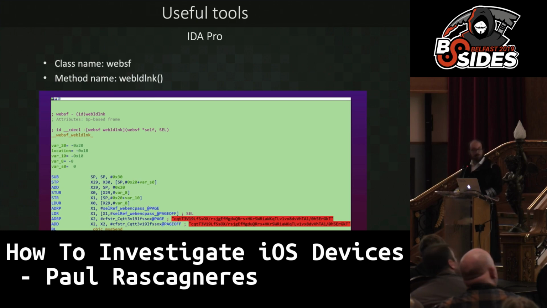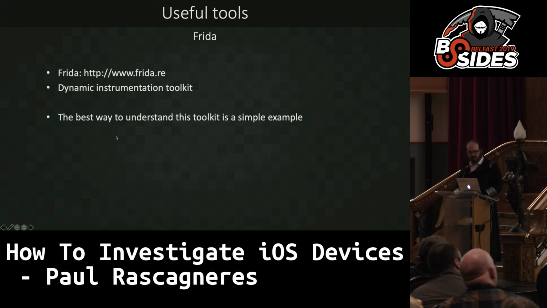Yeah, some example here. We have a class named WebSF, and a method named WebLDLNK. Web download in this case.